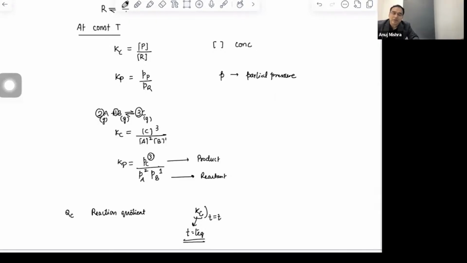But how do you calculate QC? QC can be solved at any time t equals t. That is a major difference between QC and KC. How do you calculate QC? Same as you calculated KC.